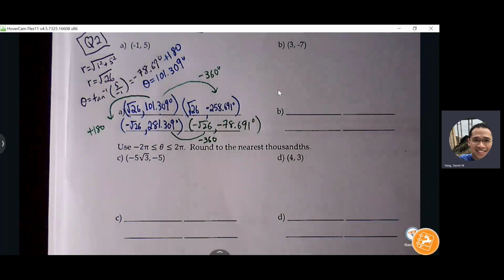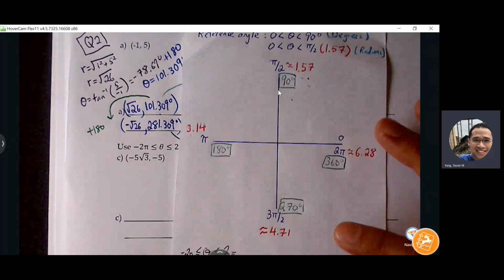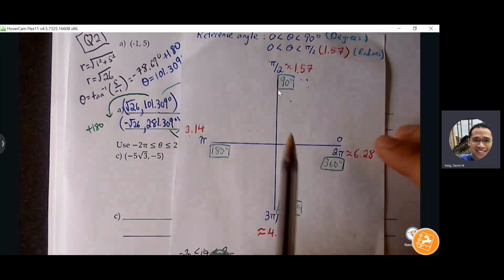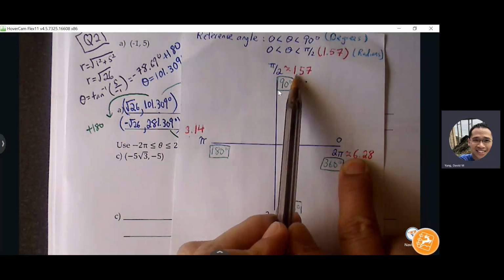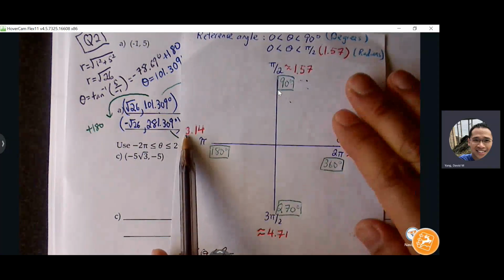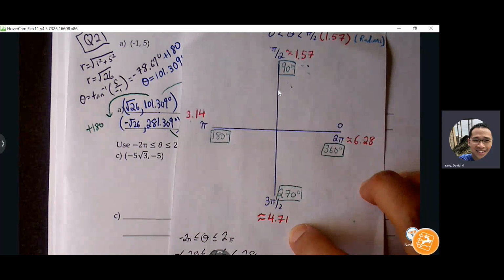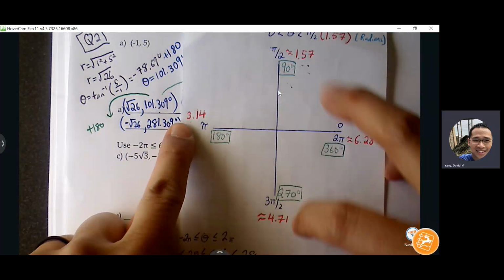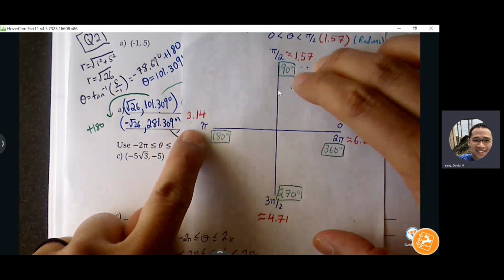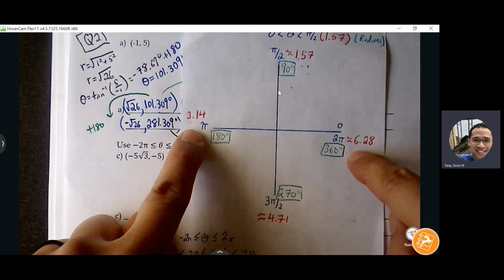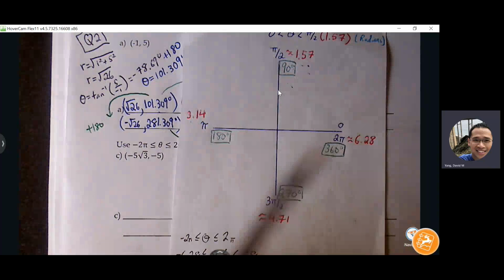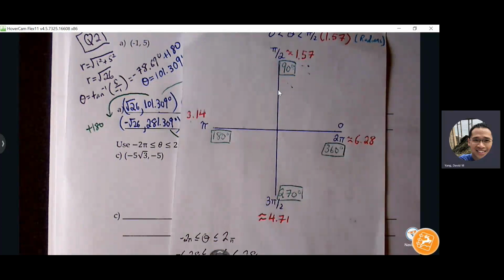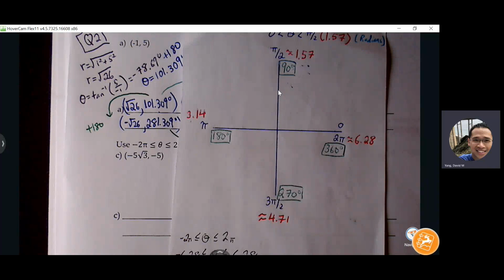I think it's always helpful to create this diagram here. 2 pi is 6.28, pi over 2 is 1.57, pi is 3.14, 3 pi over 2 is 4.71. We should not have to memorize these decimals. You can plug pi over 2, 3 pi over 2, 2 pi into the calculator and get these decimals yourself, right? But having these decimals on your paper can help you look at those decimals and know which quadrant am I dealing with here?